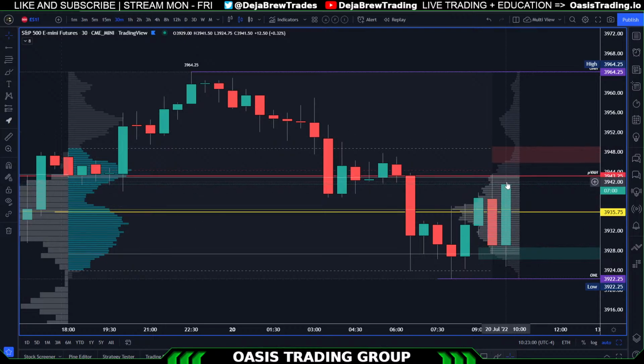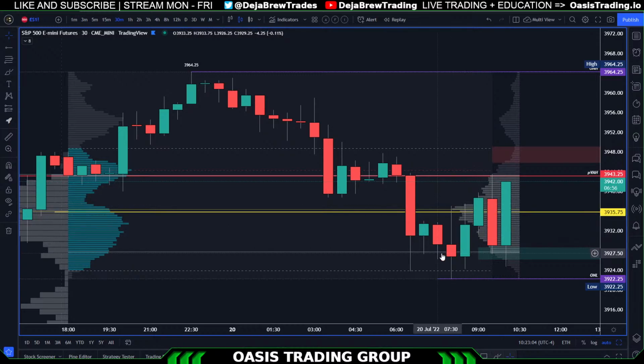Pretty damn beautiful 30-minute candle here. We're engulfing 1, 2, 3, 4, 5, 6, about 6 candles here. If you're still holding this trade from the value area low, look for the value area high at 43, and then the sell zone around the mid 40s.